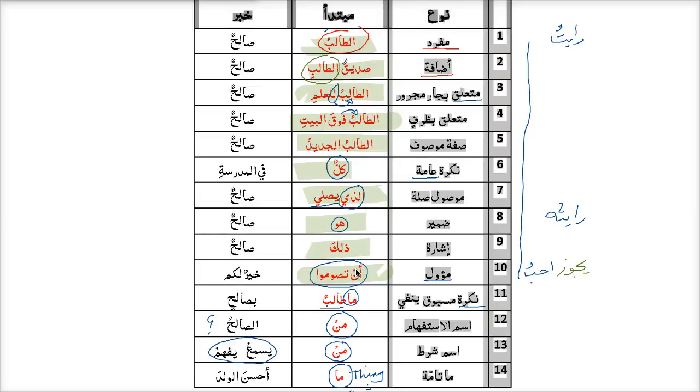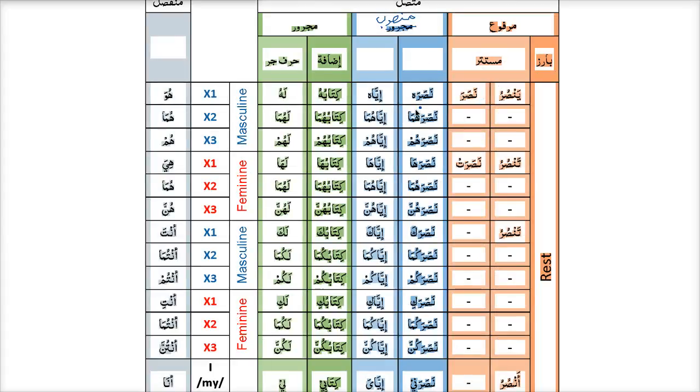And now, from 1 to 10, any maf'ul bihi, object, can fall under one of these. The only difference is huwa will be in the mansub form of damir. So that list of damirs that we had. Huwa will be under one of the mansub ones, the blue ones. That's all.